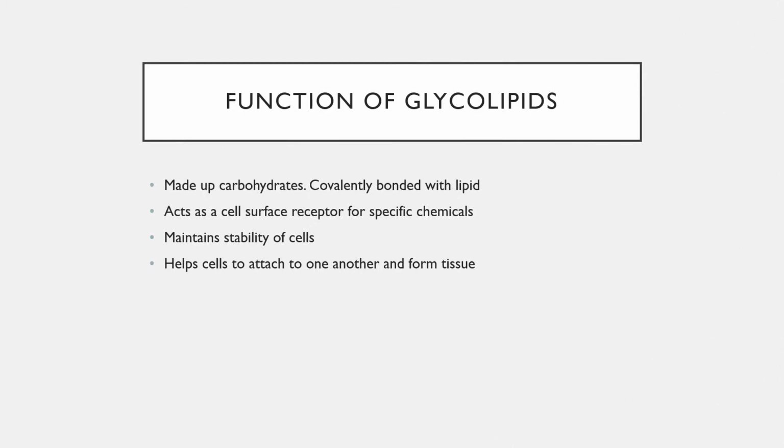Glycolipids. They are made up from carbohydrates and covalently bonded with the lipid. They act as cell surface receptors for specific chemicals and maintain the strong stability of the cell. They also help cells to attach to each other and form tissue.